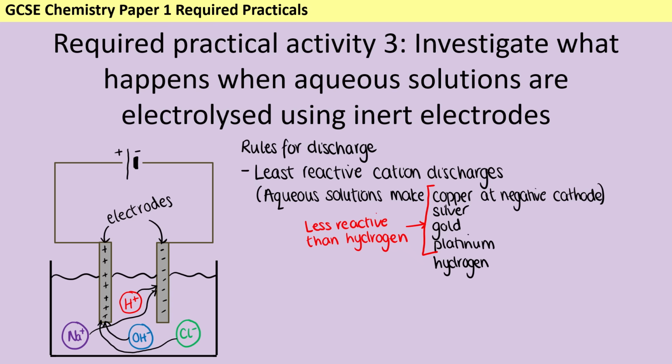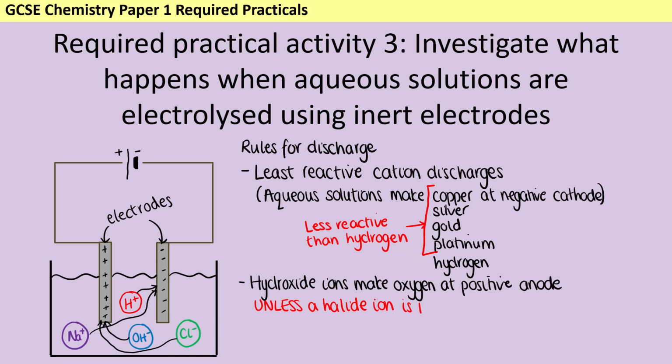Then if we think about our anions and our anode, we're going to see that hydroxide ions discharge to make oxygen at that positive anode, unless we have a halide ion present. So in this example, where we have a chloride ion, that chloride ion would be what's discharging and we would make chlorine.